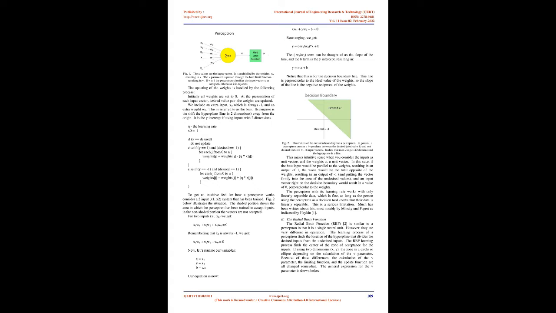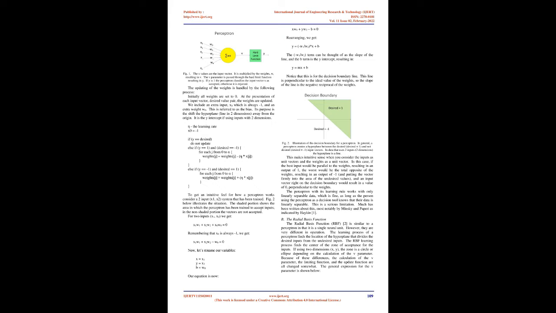To get an intuitive feel for how a perceptron works, consider a 2-input, x1, x2, system that has been trained. Fig 2 below illustrates the situation. The shaded portion shows the area in which the perceptron has been trained to accept inputs. In the non-shaded portion the vectors are not accepted.